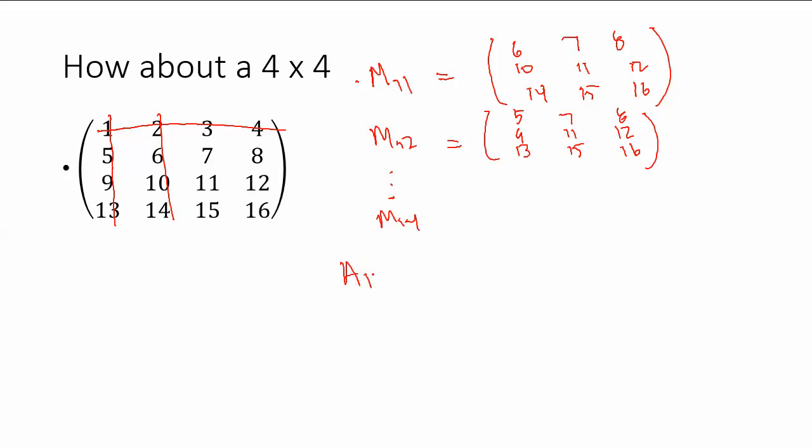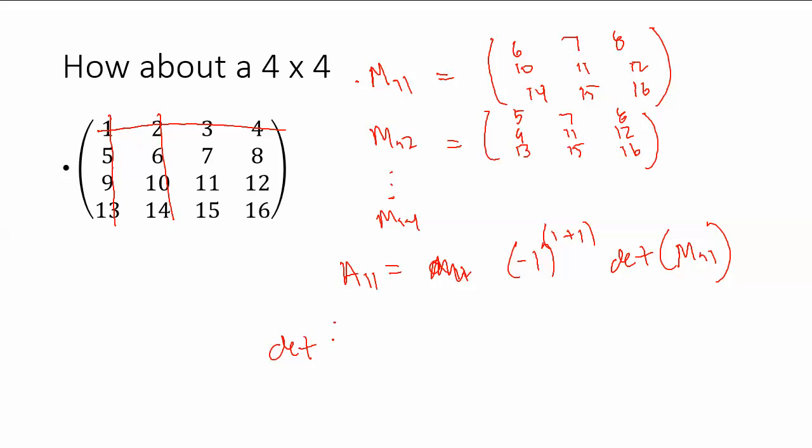So A11, recall, is -1 raised to the 1 plus 1 power, and that's all nice and dandy. But now we have to take the determinant of M11. Okay, well, how do you find the determinant of M11? Well, M11 is a 3 by 3, which means that to find the determinant of M11, I have to go through this whole cofactor process again.